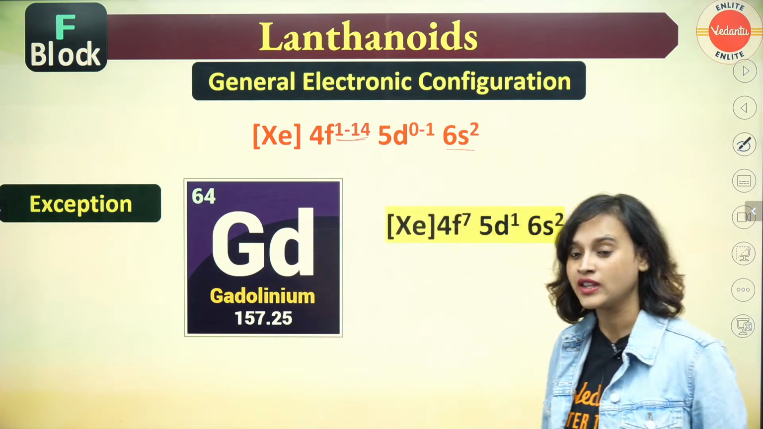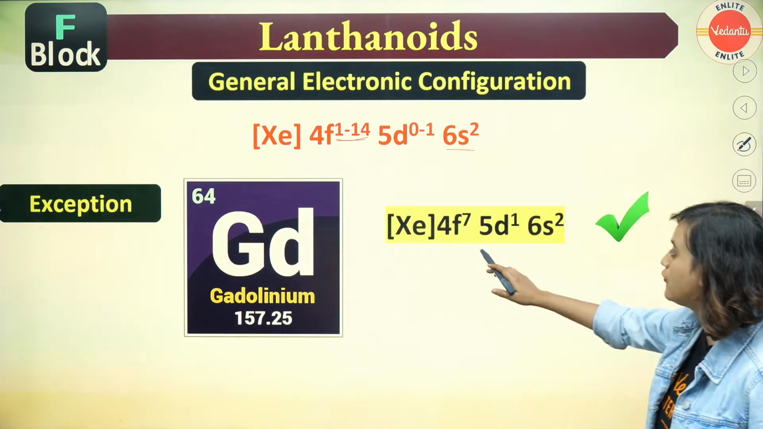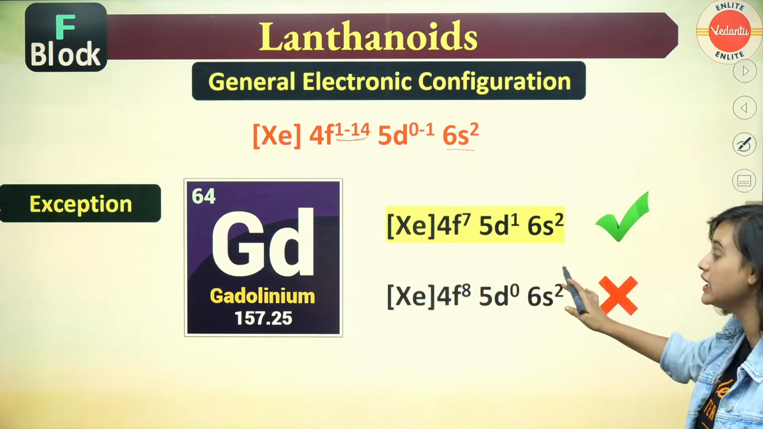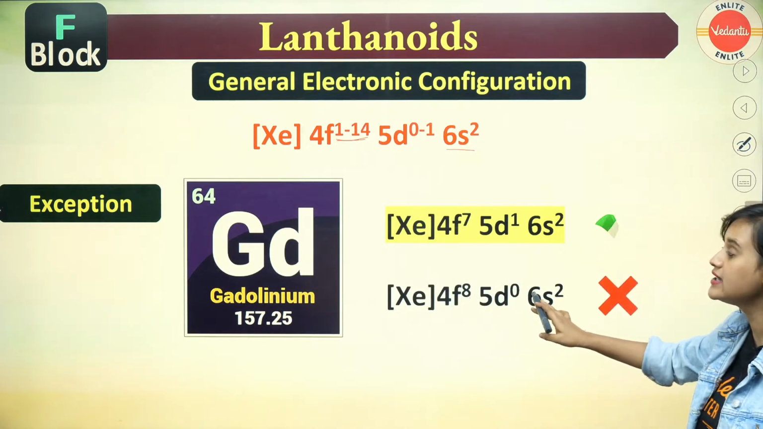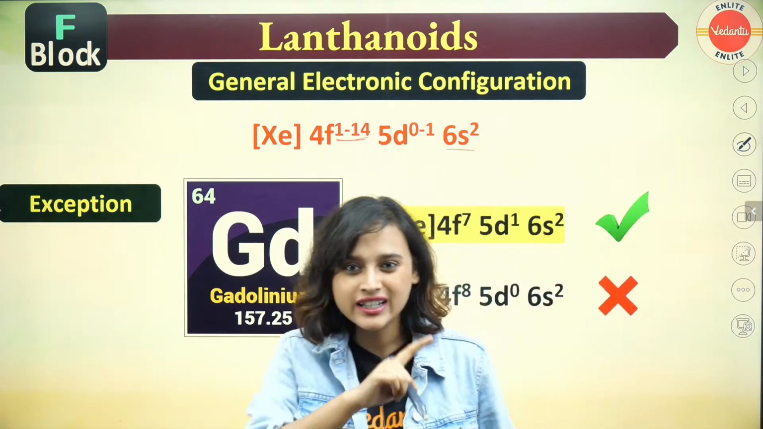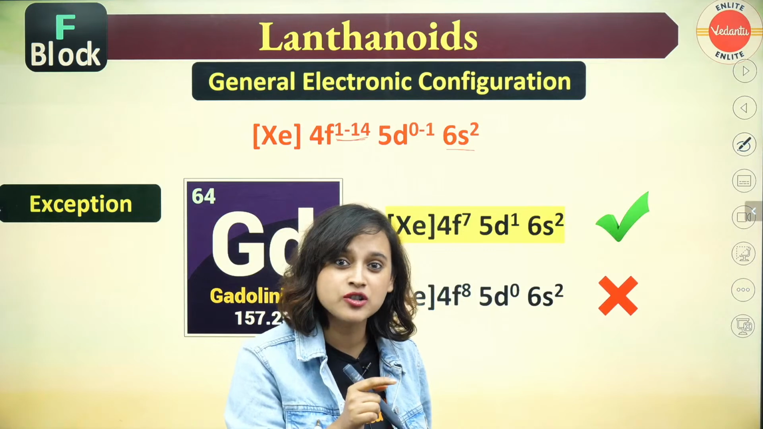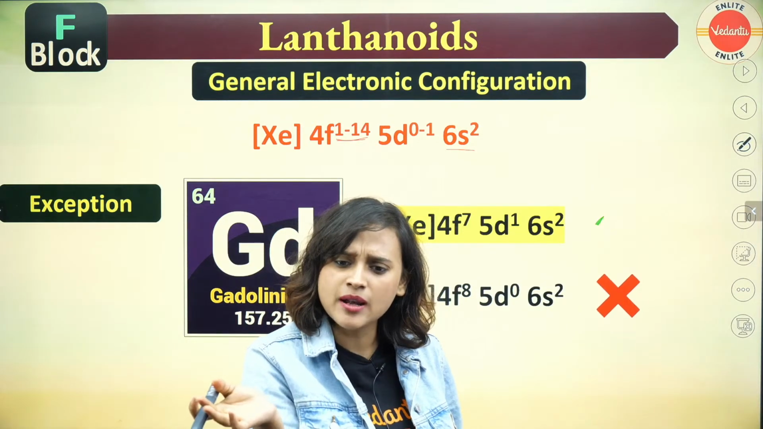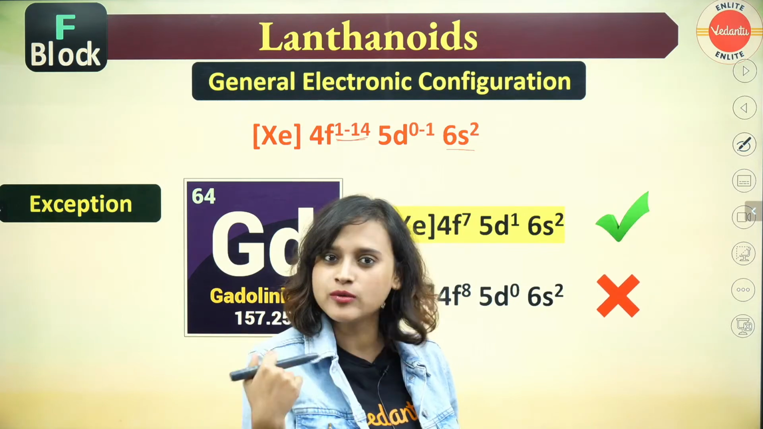It will be 4f7, 5d1, 6s2. But it cannot be 4f8, 5d0. 5d also comes into the picture at this point. 5d is like, why should I be alone? Why should I be just empty? I also need one electron. It will take one electron.